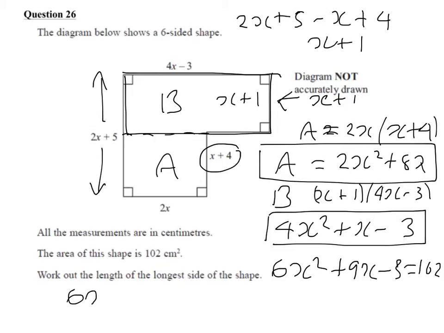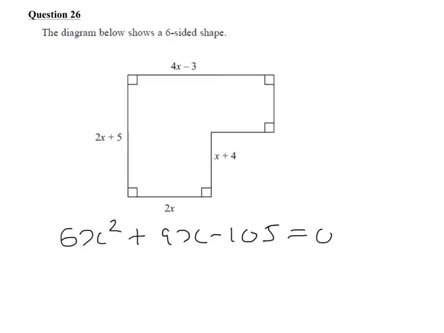So we've got 6x squared plus 9x. Now 102 plus 3 is going to give me 105. I'll bring that over to the other side: minus 105 equals 0. And we should realise that 6x squared plus 9x minus 105, all of that is divisible by 3. We divide 6x squared by 3, we get 2x squared, 9x by 3, we get 3x, and 105 divided by 3 is minus 35, that equals 0.